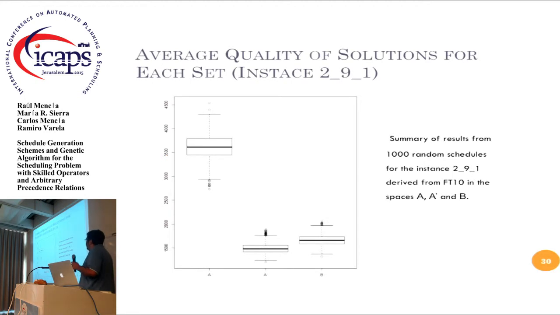First, we generated 1,000 random schedules using each set X, A prime and B, and we can see that A prime and B are pretty even, although A prime is a little better than B. But the results yielded by X are way worse. So from now on, we're only going to make more tests with the sets A prime and B.